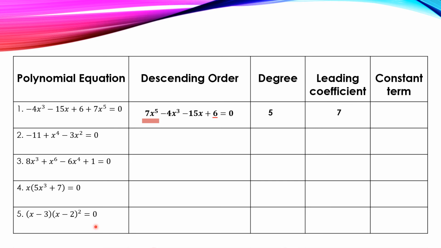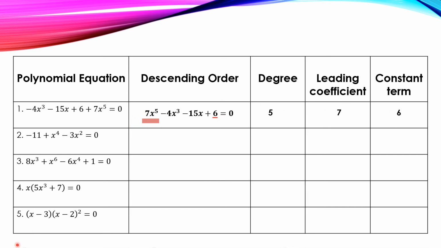So dito ang ating leading term is 7. Kung ano yung kasamang number or numerical coefficient ng ating variable na merong pinakamataas na exponent. And our constant term, syempre, is 6. Ito yung nasa last term natin sa ating equation. Okay, and that's how we complete the table.